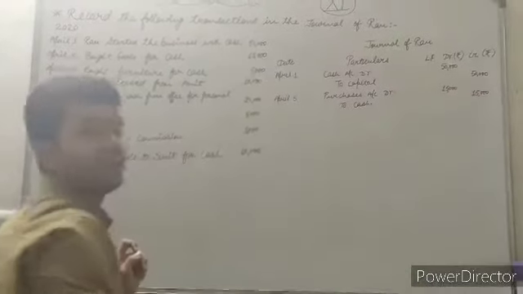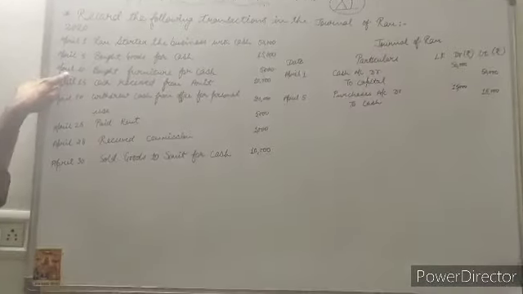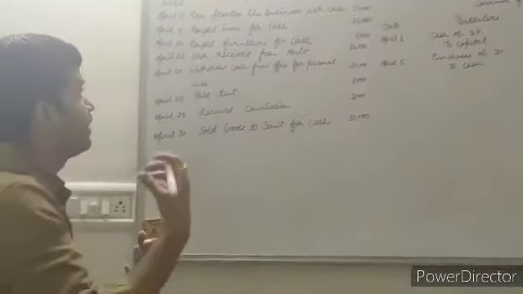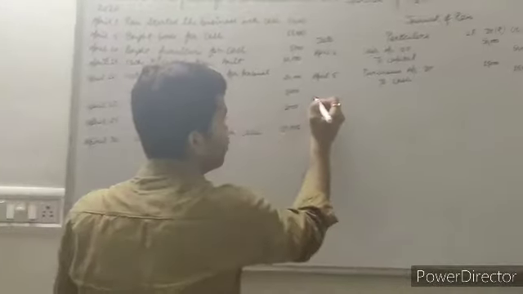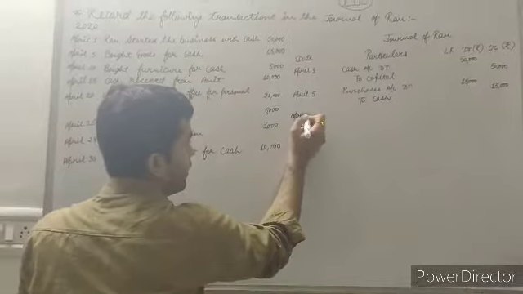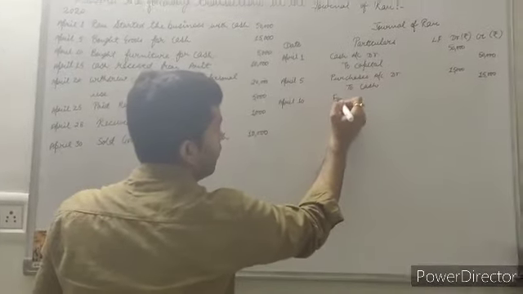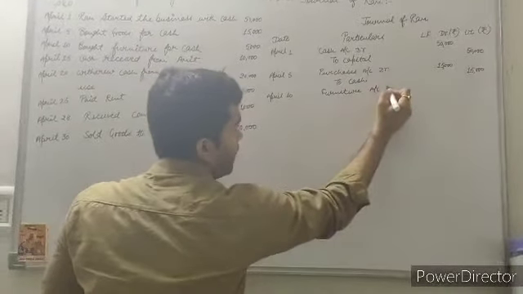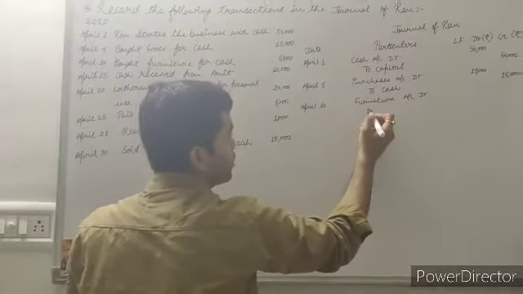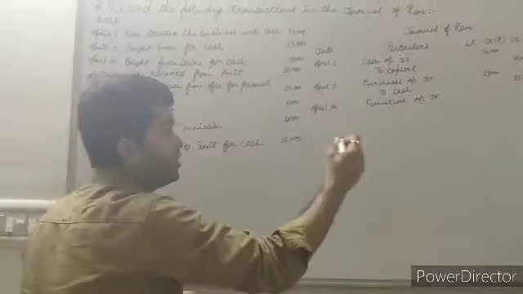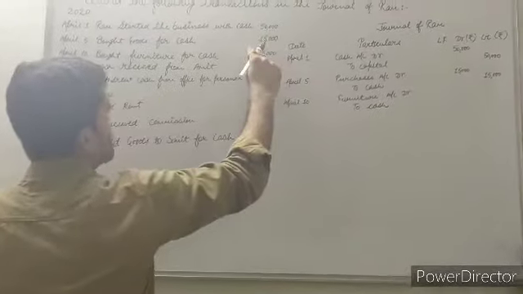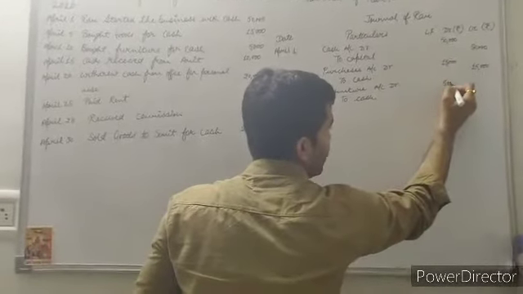Now the next entry for the next date, April 10, bought furniture for cash. He purchased furniture for cash. So we have to mention the entry here, April 10, furniture account debit, because it is an asset for Ram. So furniture account debit to cash, and the amount is 5,000 rupees. We have to mention it on the debit side and credit side.